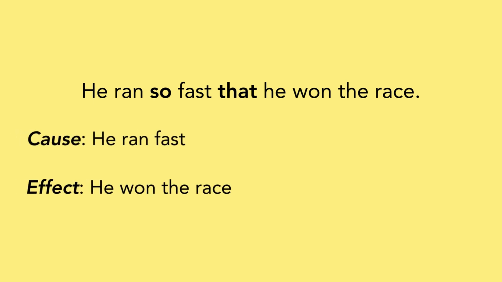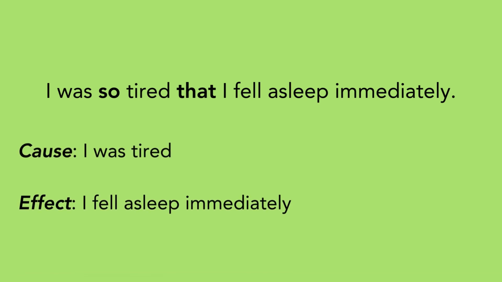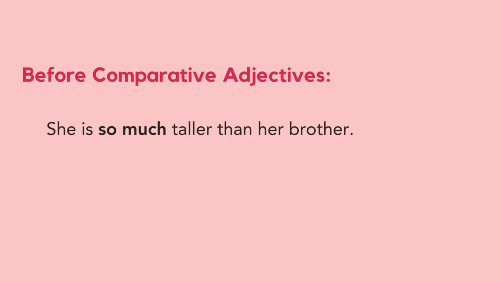The cause is, he ran fast. The effect is, he won the race. Another example: I was so tired that I fell asleep immediately. The cause is, I was tired. The effect is, I fell asleep immediately. In each example, the so clause sets up the condition or cause, and the that clause indicates the result or consequence of that condition. 2.